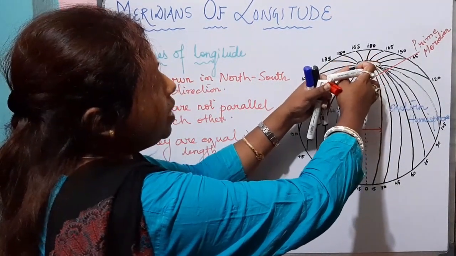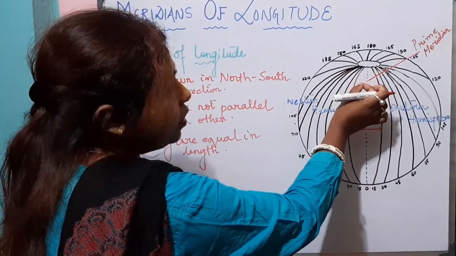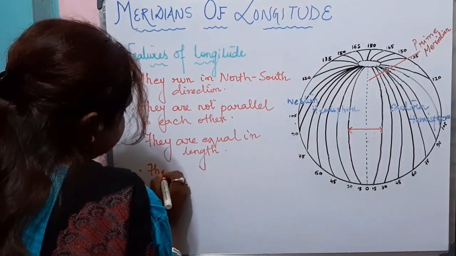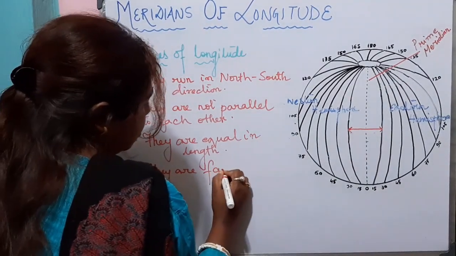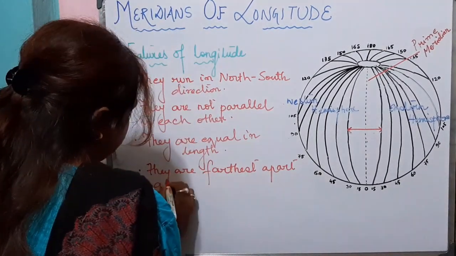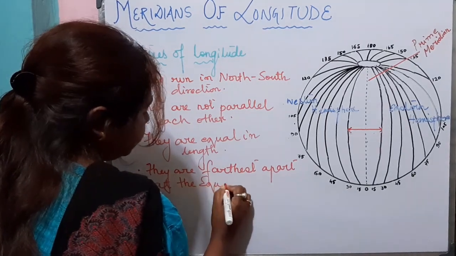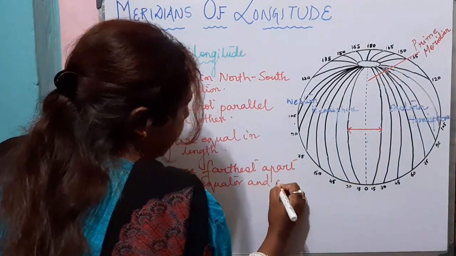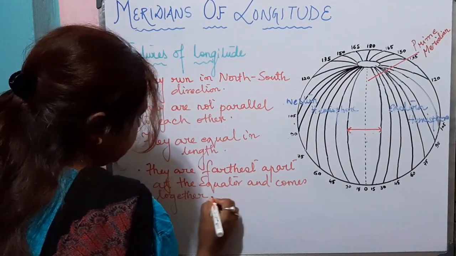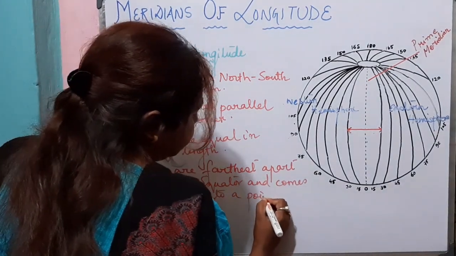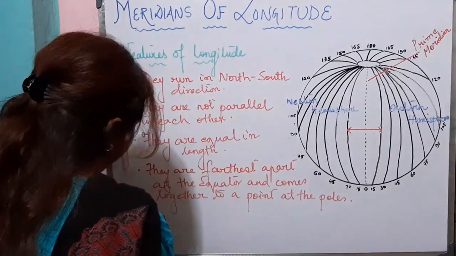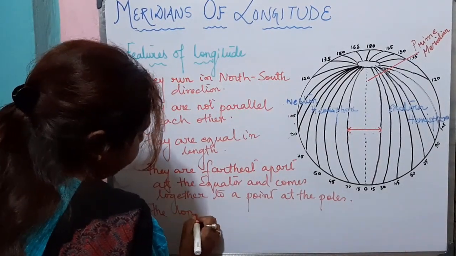Now interestingly, we will observe that the longitudes are farthest apart at the equator, and as they are moving towards the pole, they come together to a point at the poles. So we can say that they are farthest apart at the equator and come together to a point at the poles.